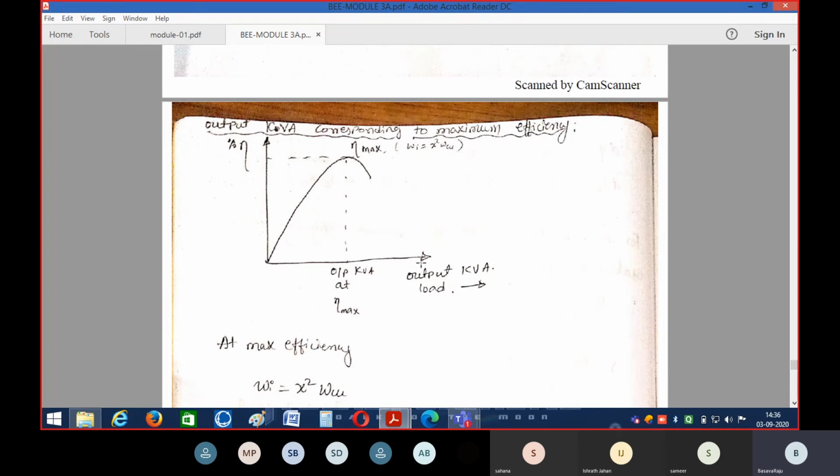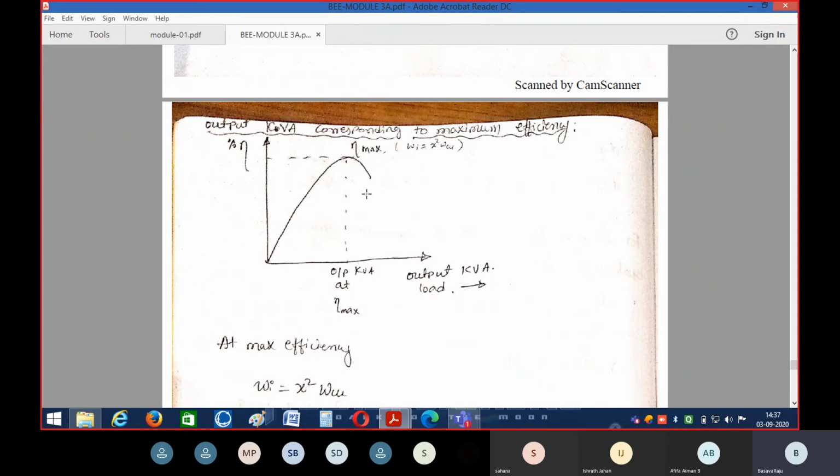We already derived that condition in the previous classes, in basic electrical engineering. So we already know the condition for maximum efficiency. What is that condition? The amount of core losses must be equal to the amount of copper losses, or we can say the constant loss. Iron losses are called constant losses, and the copper losses are called variable losses. So when the constant losses equal the variable losses, at that instant we will get the maximum efficiency of the transformer.